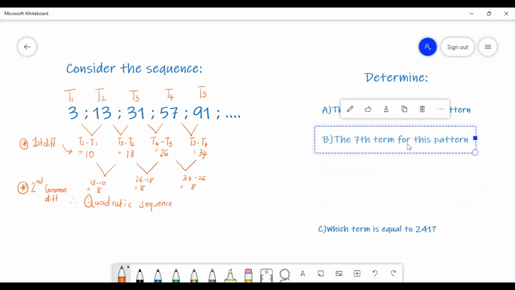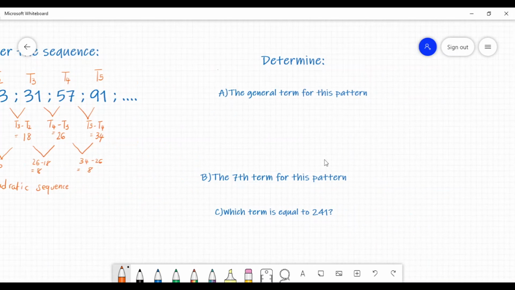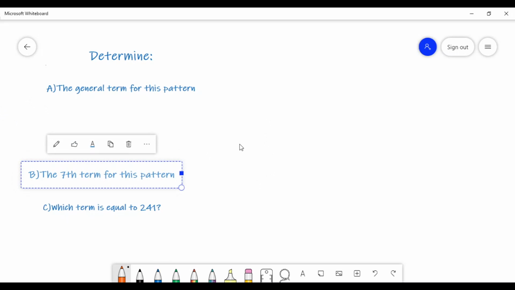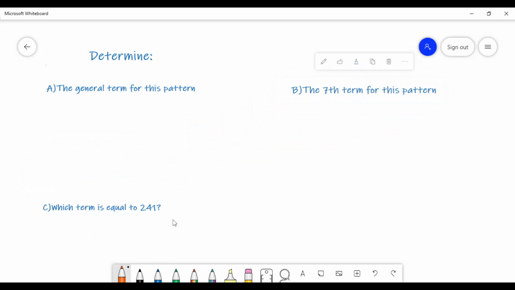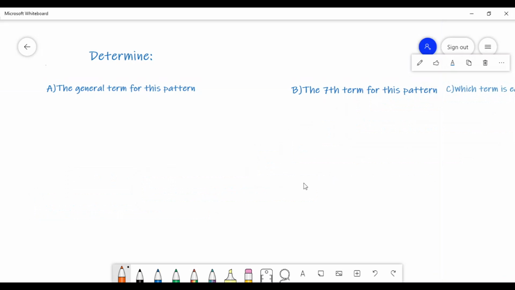To determine the general term for this pattern, there's certain things that we need to know. Here you need to study, you need to know this. Because we already know that when you're working with a quadratic sequence, so guys, I'm just going to move this out of the way for a couple of seconds. I'm also going to move that all the way to that side.